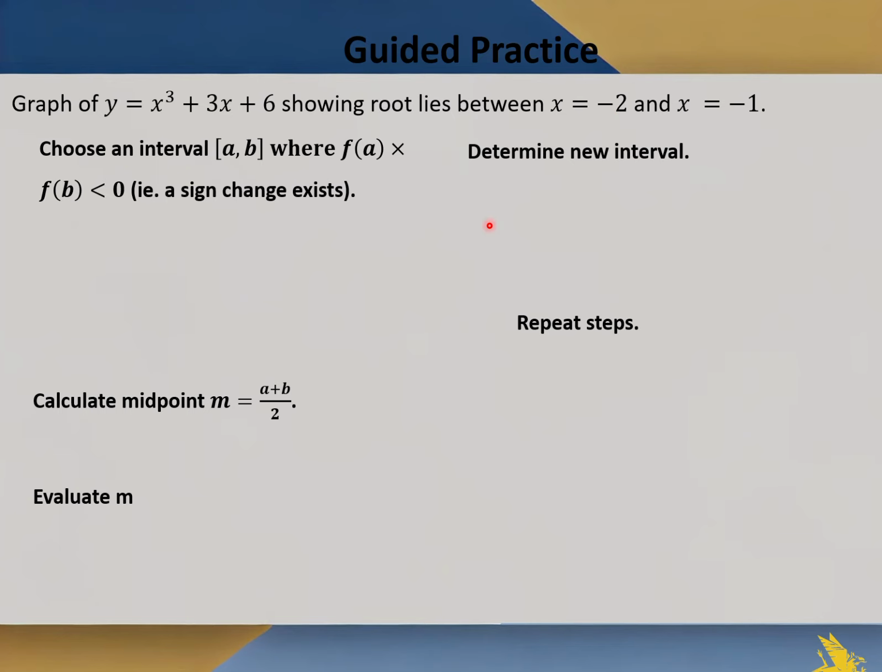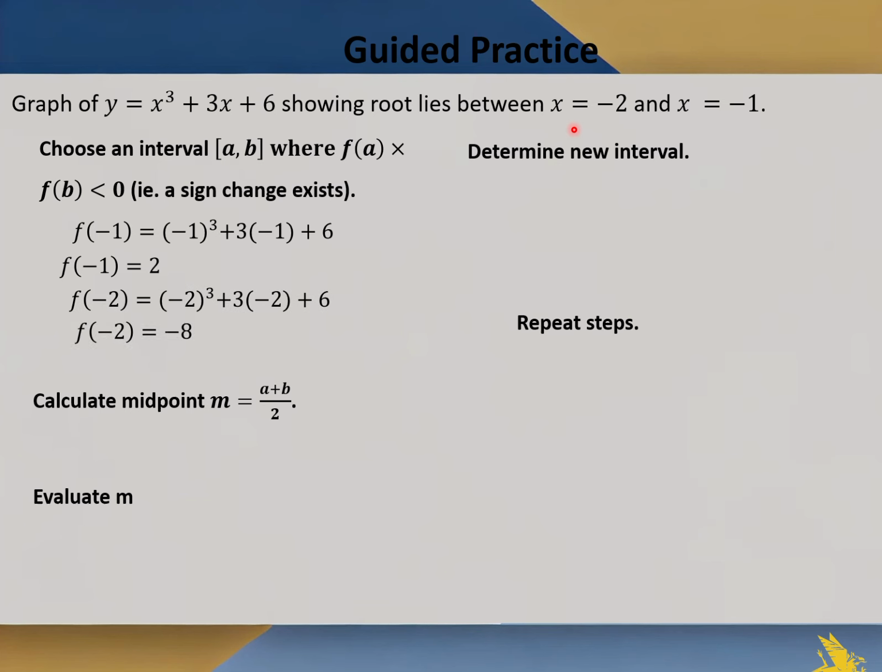So the first thing every single time we need to do is evaluate to find out our y value. So I'll substitute negative 1 into my equation and I get 2. I'm going to then substitute negative 2 into my equation, and I'm going to get negative 8. The next step is we are going to calculate the midpoint of these two values. But before I do that, I'm just going to double check. I could see that this is positive and this is negative, so it's going to give me an answer of less than 0, which just means that there will be an x-intercept.